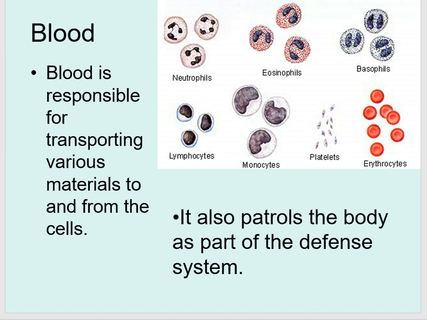So you can have your erythrocytes, which are red blood cells. You can have various types of white blood cells, including your neutrophils, basophils, monocytes, and then you can also have your platelets. Each one of them have very different functions and play a very different role in the body as part of either the defense system or the transportation system.